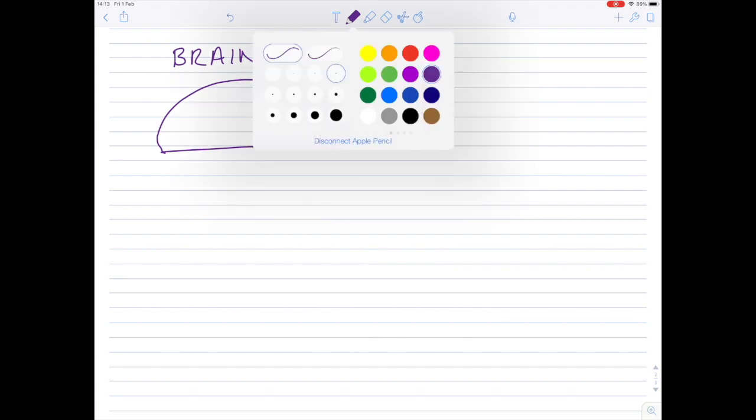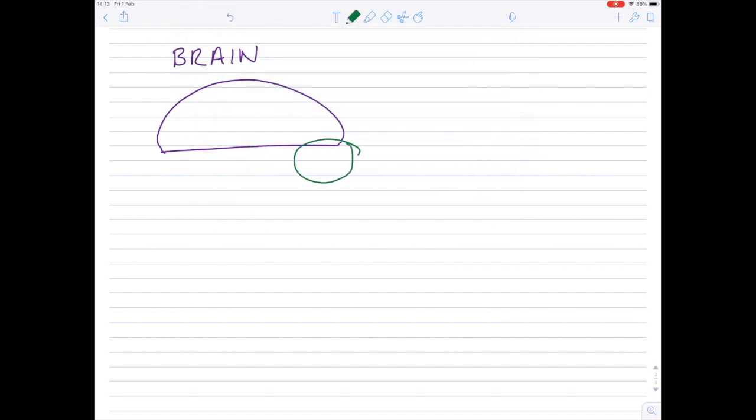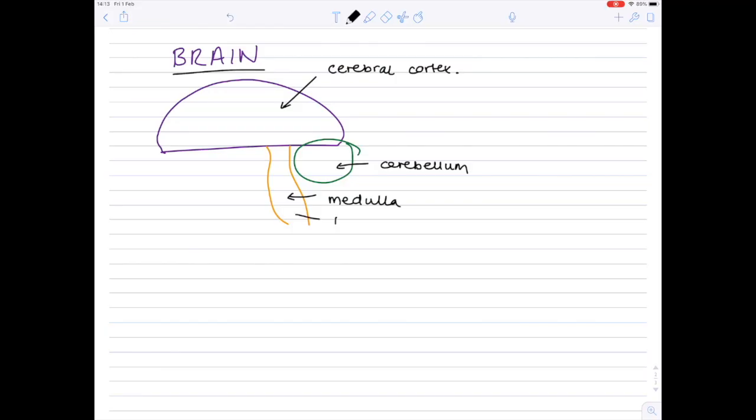So the brain, I'll try and find you a good picture of the brain because I honestly cannot draw to save my life, but here's a very rough picture. And let's give the brain some very basic labels. So the top part of the brain, the bit that looks like a brain, is known as the cerebral cortex. This bit down here, it looks a bit like a cabbage in some diagrams, is the cerebellum. And then underneath here you have the medulla and the brainstem.